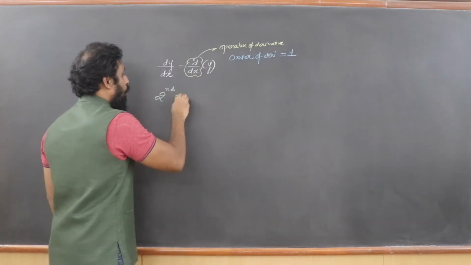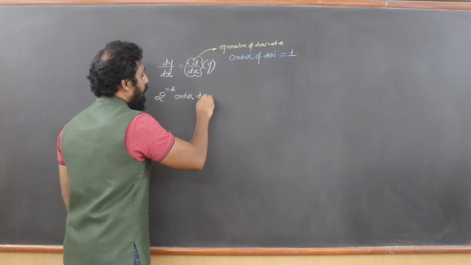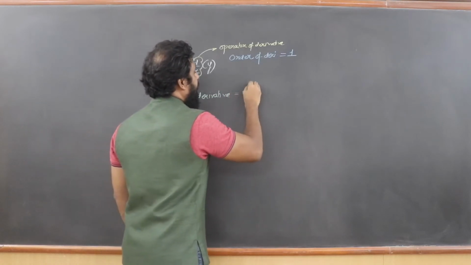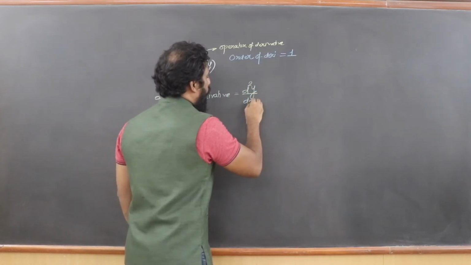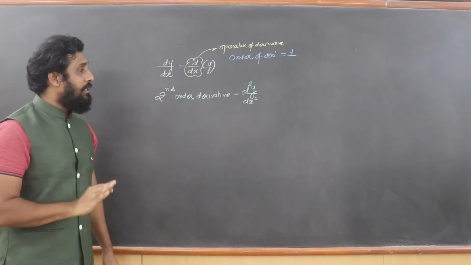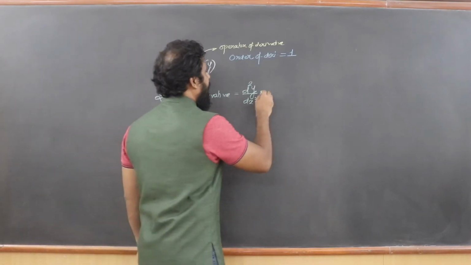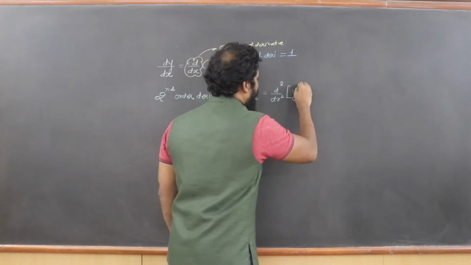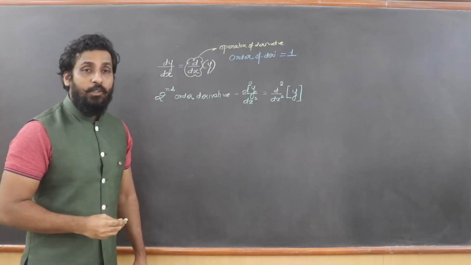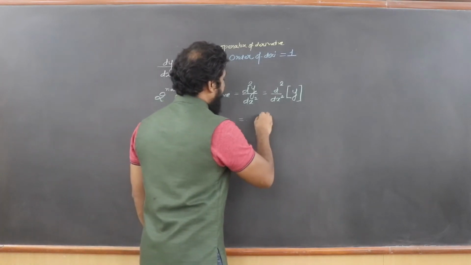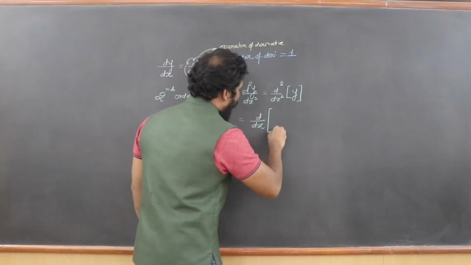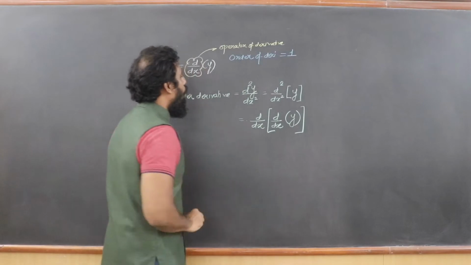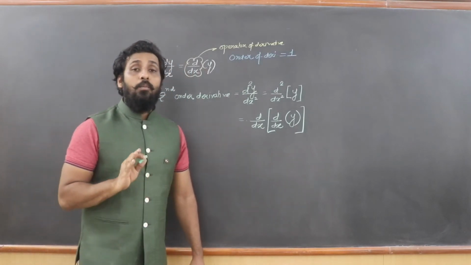Likewise, if I go ahead and write the second order derivative, it will simply mean d square y upon dx square. It is written as d square y upon dx square. So it actually means d square upon dx square of y. Further, I can write it as d by dx of d by dx of y. So this is what a second order derivative will mean.